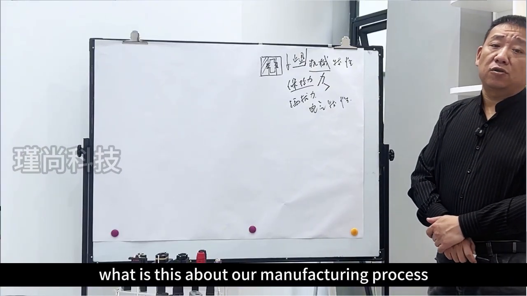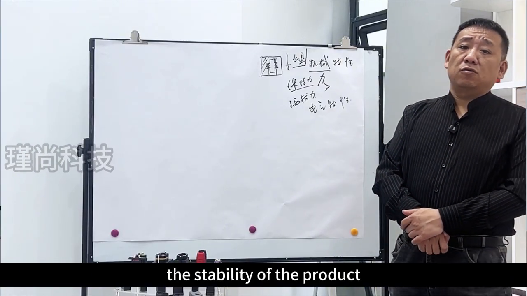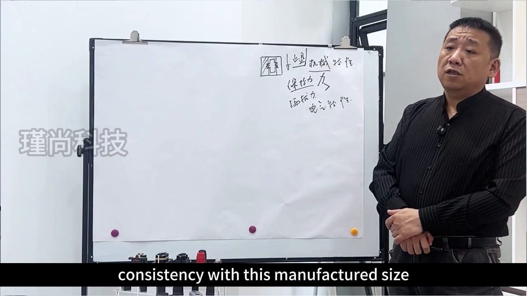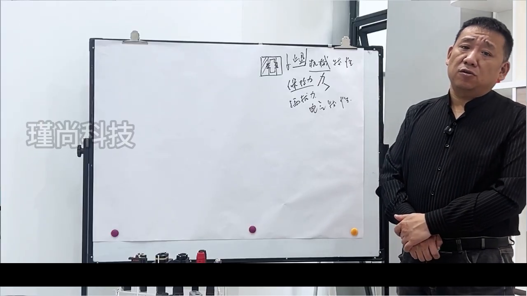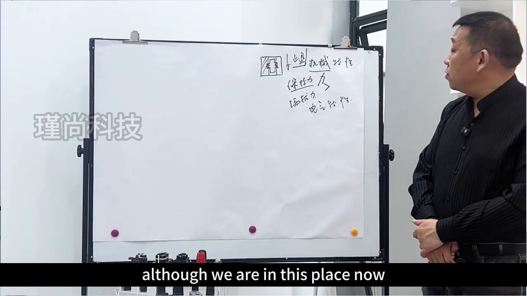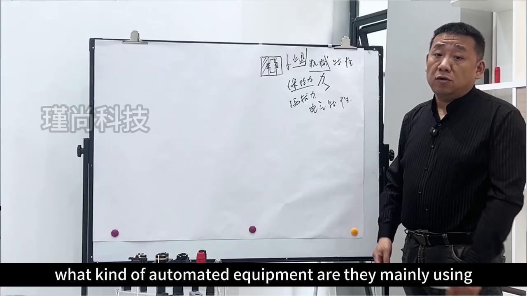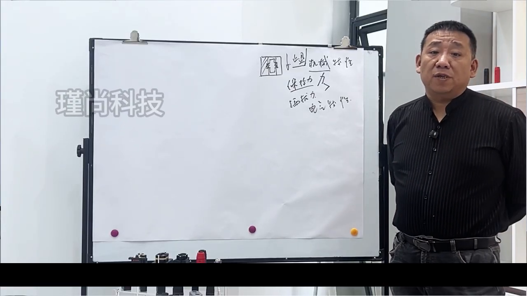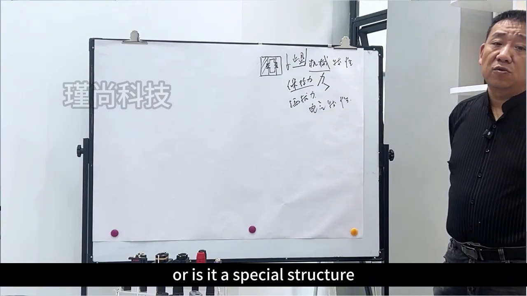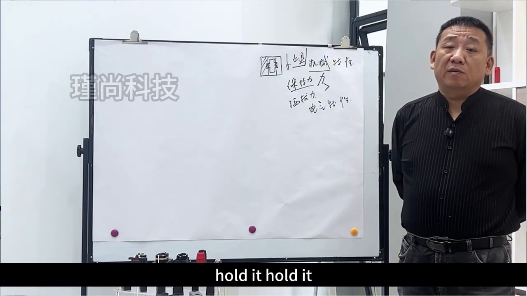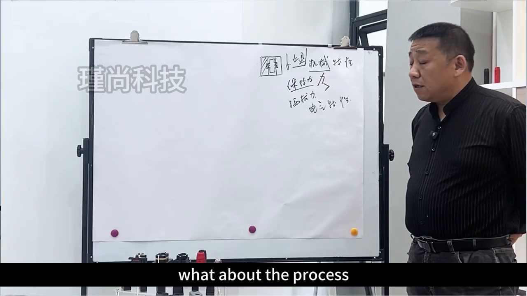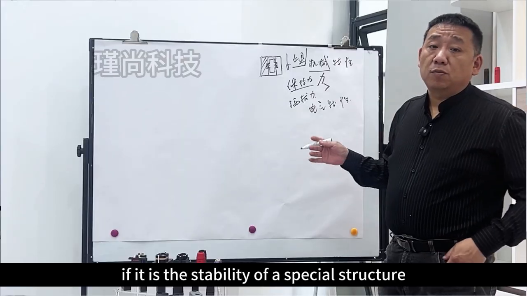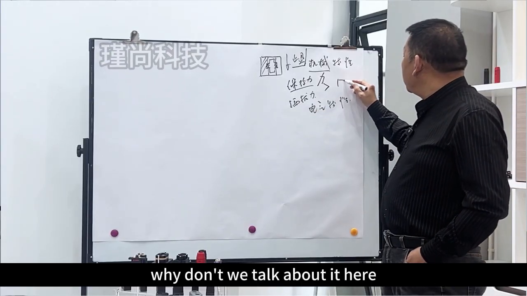What does this mean for our manufacturing process? The stability of the product, the stability of the manufacturing process, and the consistency of the manufactured size are required to be very high. What kind of automated equipment is mainly used here to do a pin, or a special structure to hold it in there? What about the process? As we said, if it is the stability of a special structure, why don't we talk about it here?